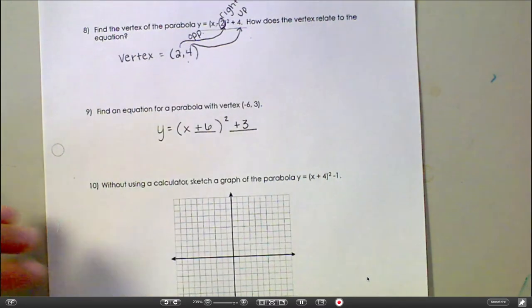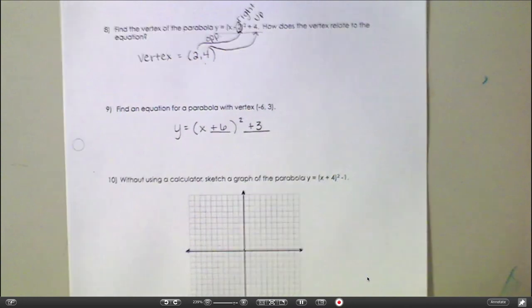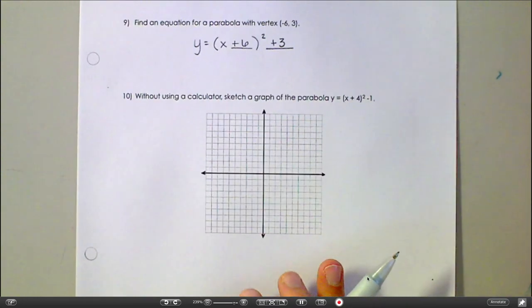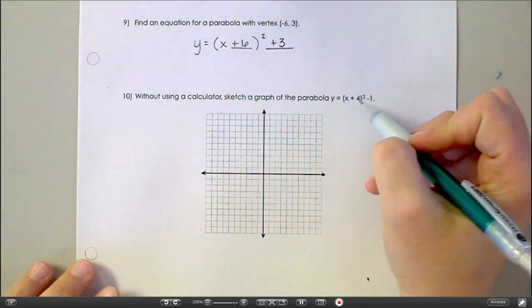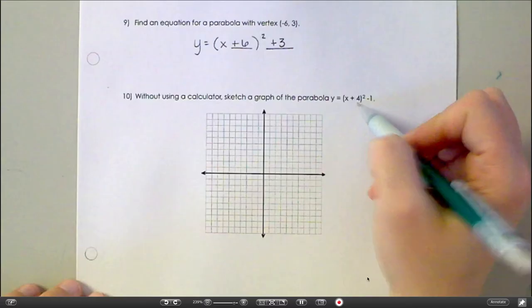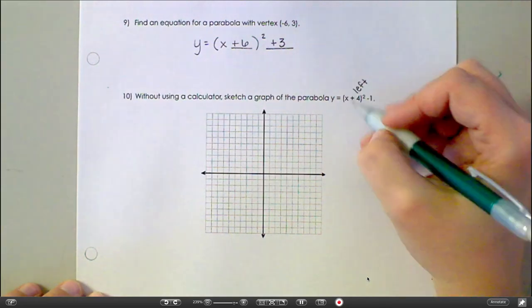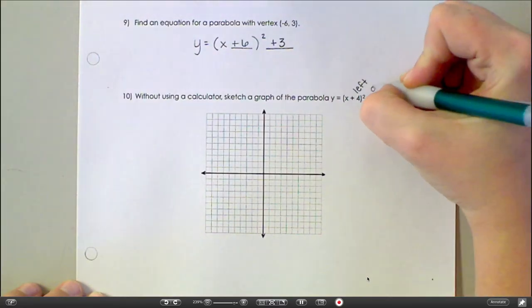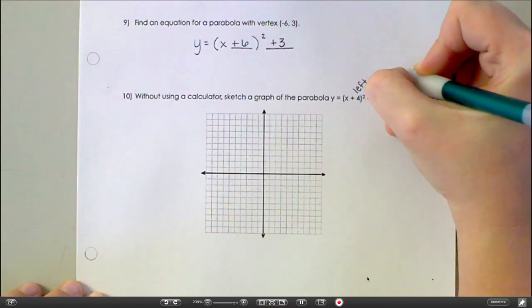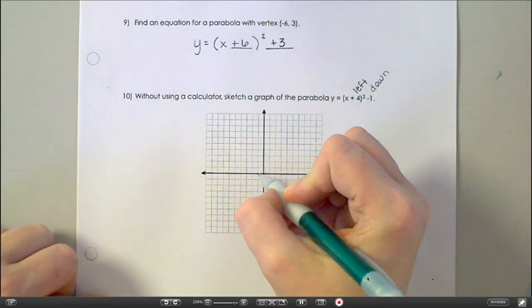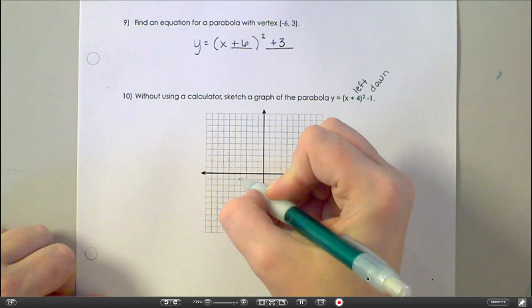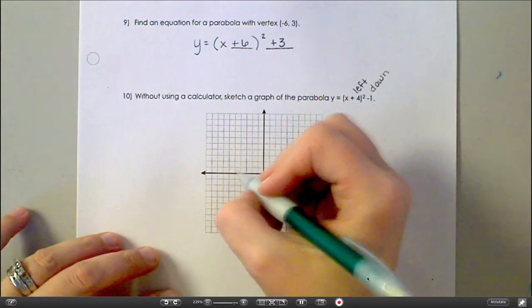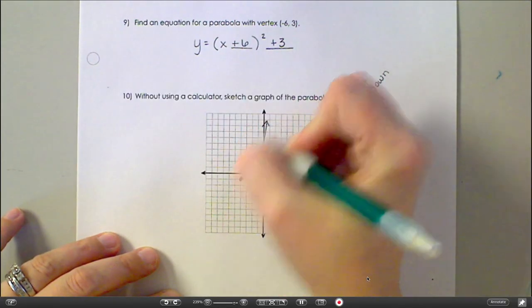And then it says, sketch a graph of this parabola. Well, let's use what we just figured out and figure out where that parabola would be. What's that 4 going to do? Move it to the left. This is going to go to the left 4, and where else? Down 1, because it's negative 1. So I would go from the center to the left 4 and down 1. And that's where your parabola is going to go.